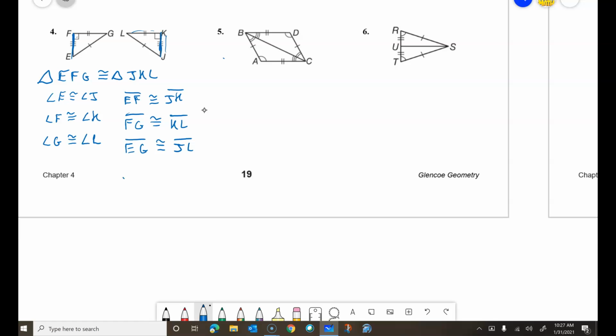So let's try to do the same here. If we go in alphabetical order, let's start with triangle A, B, C.